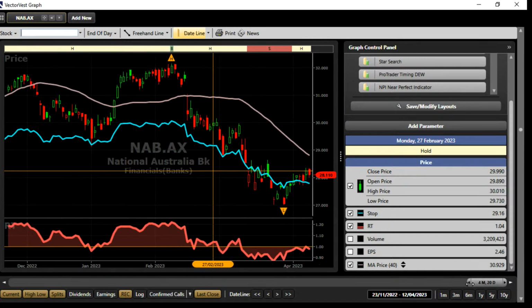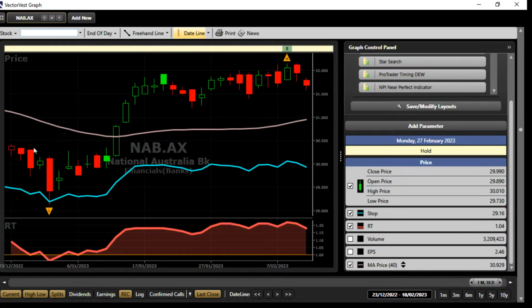Here's NAB, good old NAB, one of our big top 4 banks. All right, so we covered the top 5 banks just the other day. Let's go and have a look at NAB now with VectorVest to protect us. All right, so here's NAB. Price is chugging along. So we had a nice little surge up here in price. We're feeling good. We've gone from $29 odd up to 32.